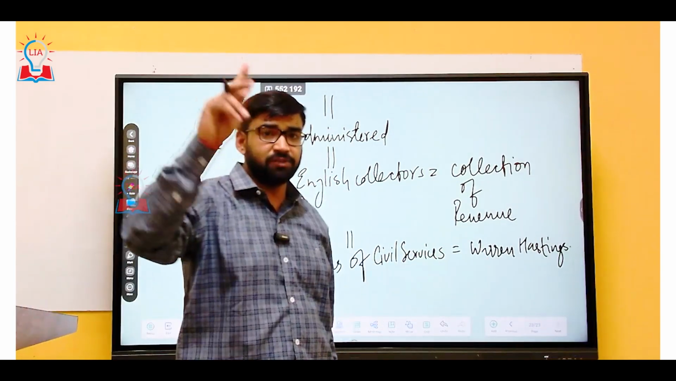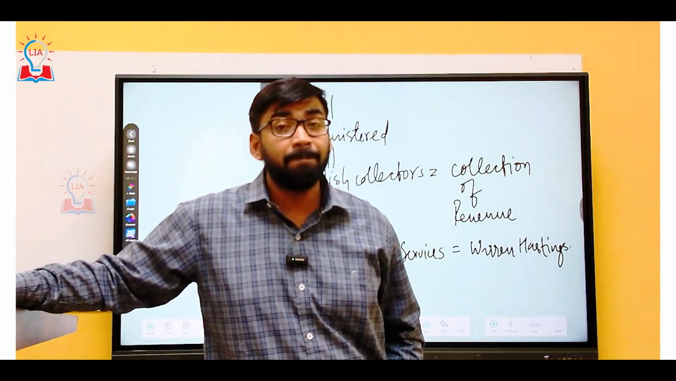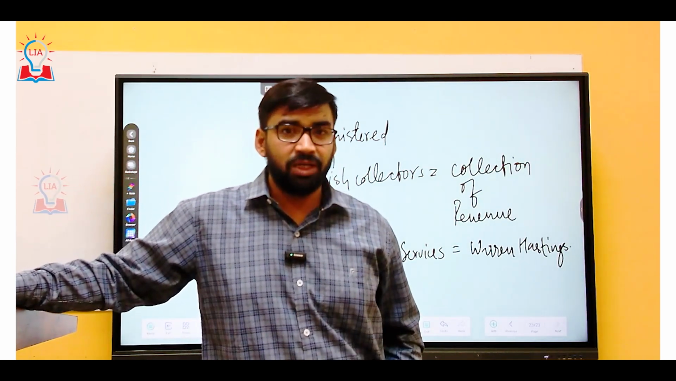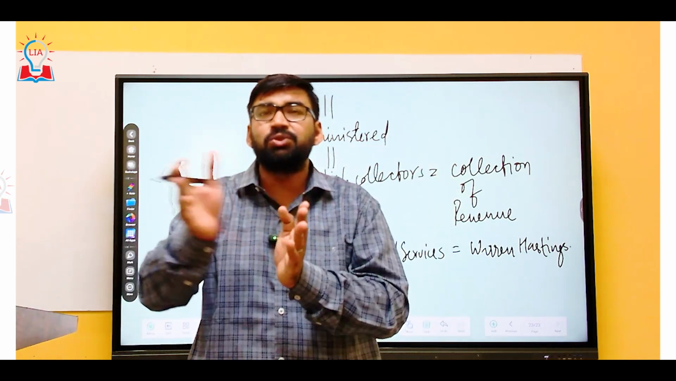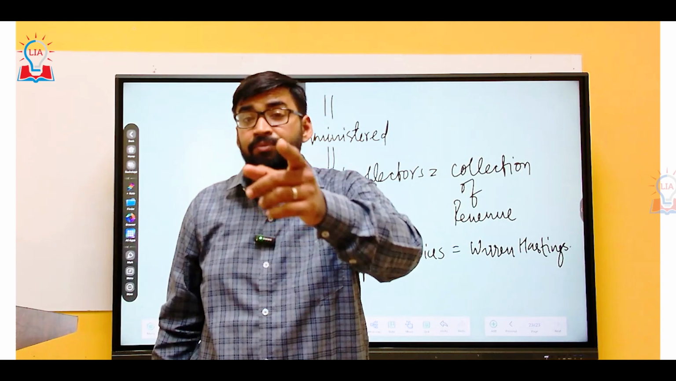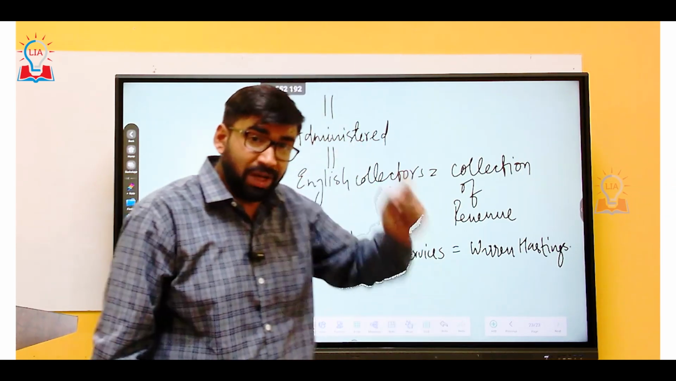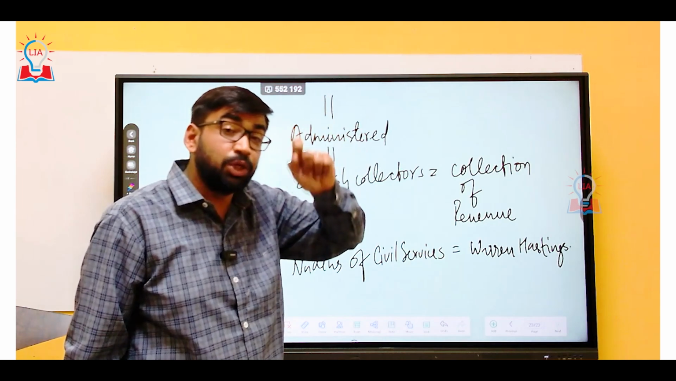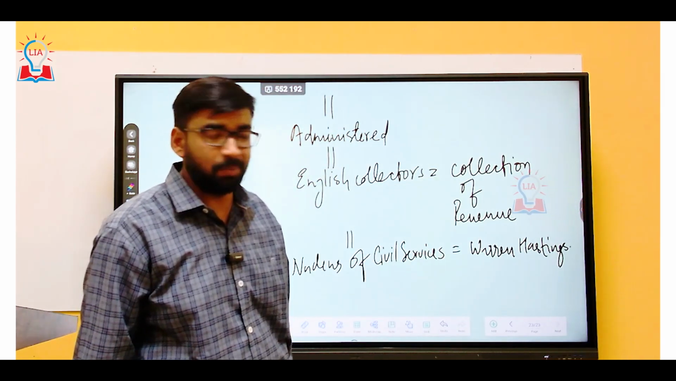But the father of civil services is called Lord Cornwallis. Why? Because Lord Cornwallis separated executive functions and judicial functions. That is why Lord Cornwallis is called the father of civil services. But who laid the nucleus of civil services? Warren Hastings. Getting my point?